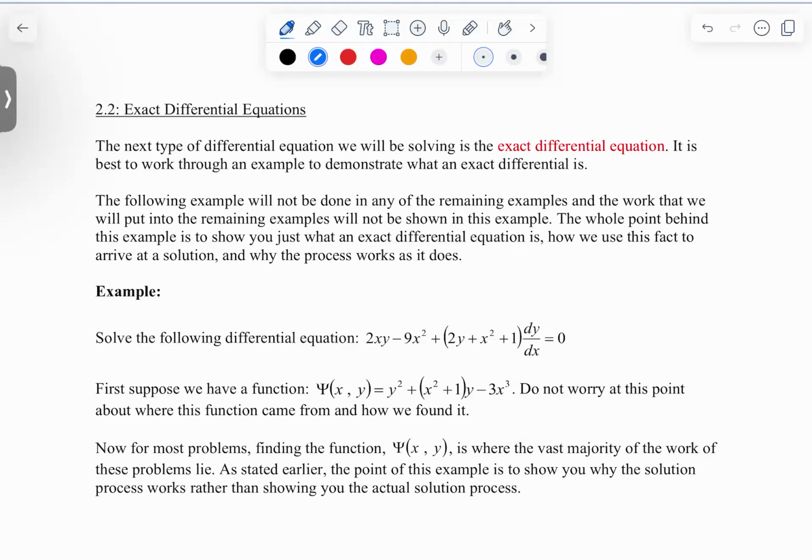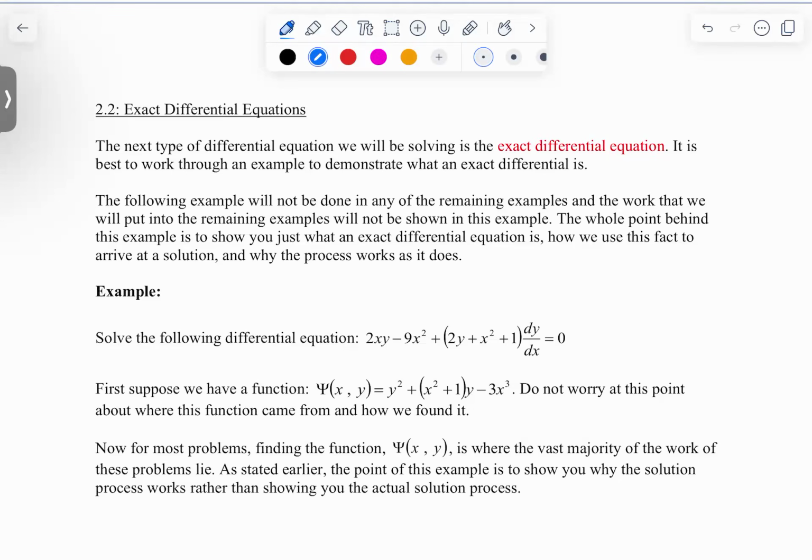Notice, is this separable? Can I break them over? I mean, it could. No, here's the problem. With the dy dx here, if this is being multiplied and added, I can't get them apart with the derivative. That's the big issue.